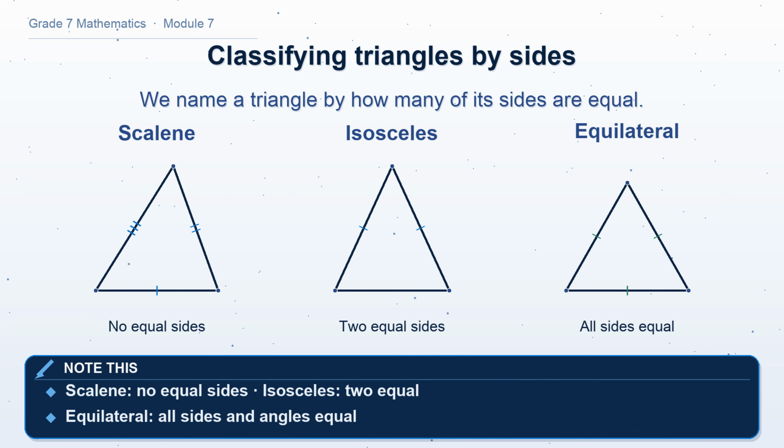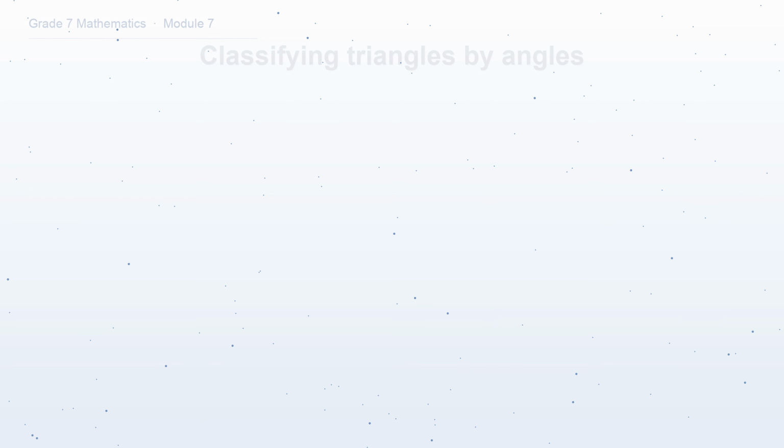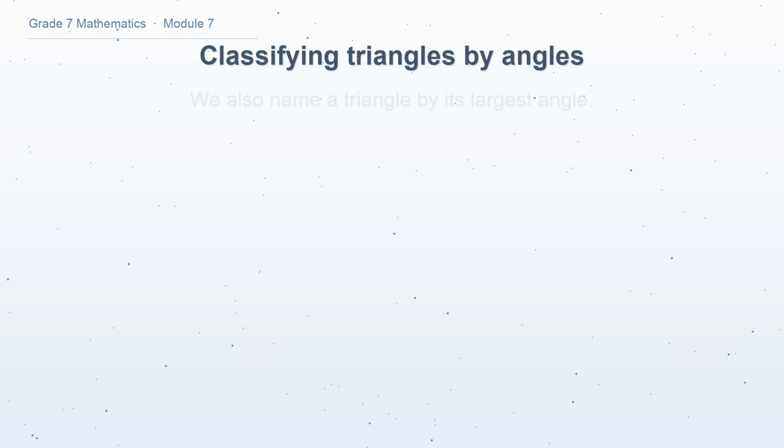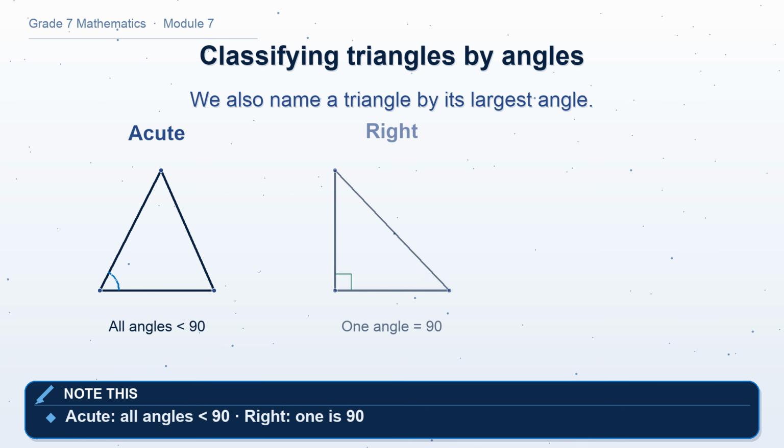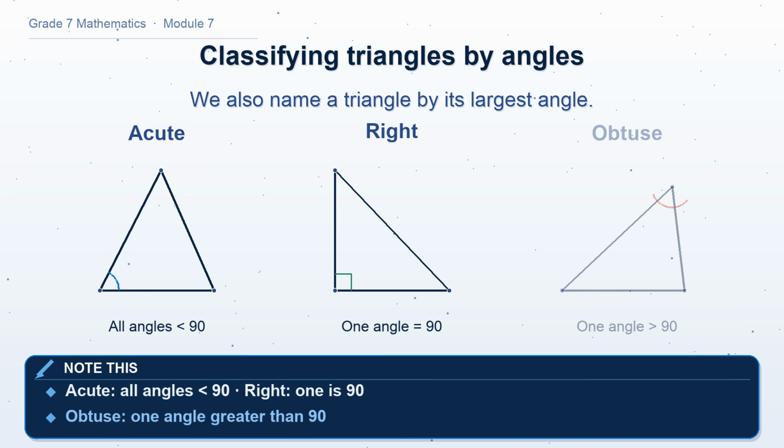Once we know the sides, we can also sort triangles by their angles. The second way to sort a triangle is by its largest angle. If all three angles are less than 90 degrees, the triangle is acute. If one angle is exactly 90 degrees, a square corner, the triangle is right-angled. We mark that square corner with a small box. And if one angle is greater than 90 degrees, the triangle is obtuse. Remember that a triangle can have only one right or obtuse angle, because its three angles together can never pass 180 degrees. The right-angled triangle is special, and it leads us to Pythagoras' theorem.